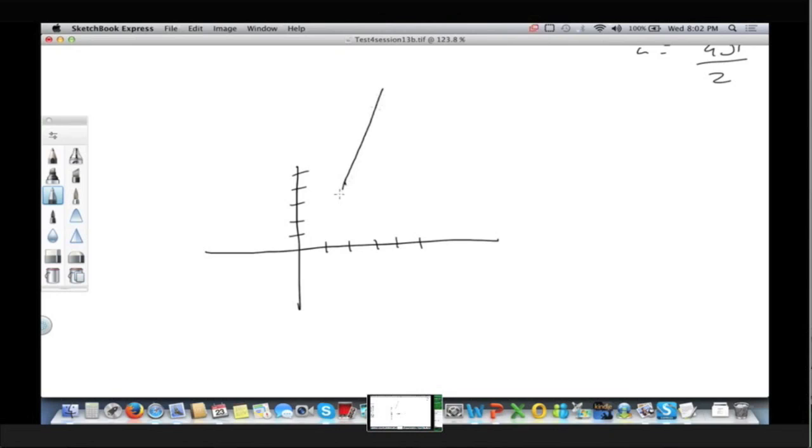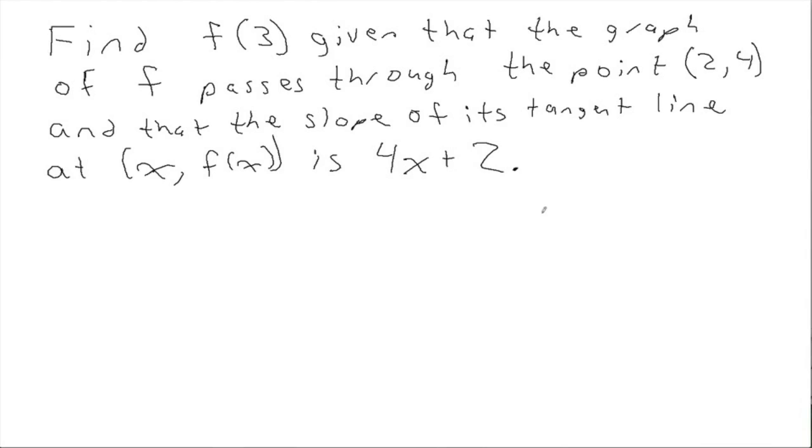Something like that. Find f given that the graph of f passes through (0, 4). The slope. Okay. Yeah, I'm not sure. Okay, I'll go back to my screen.